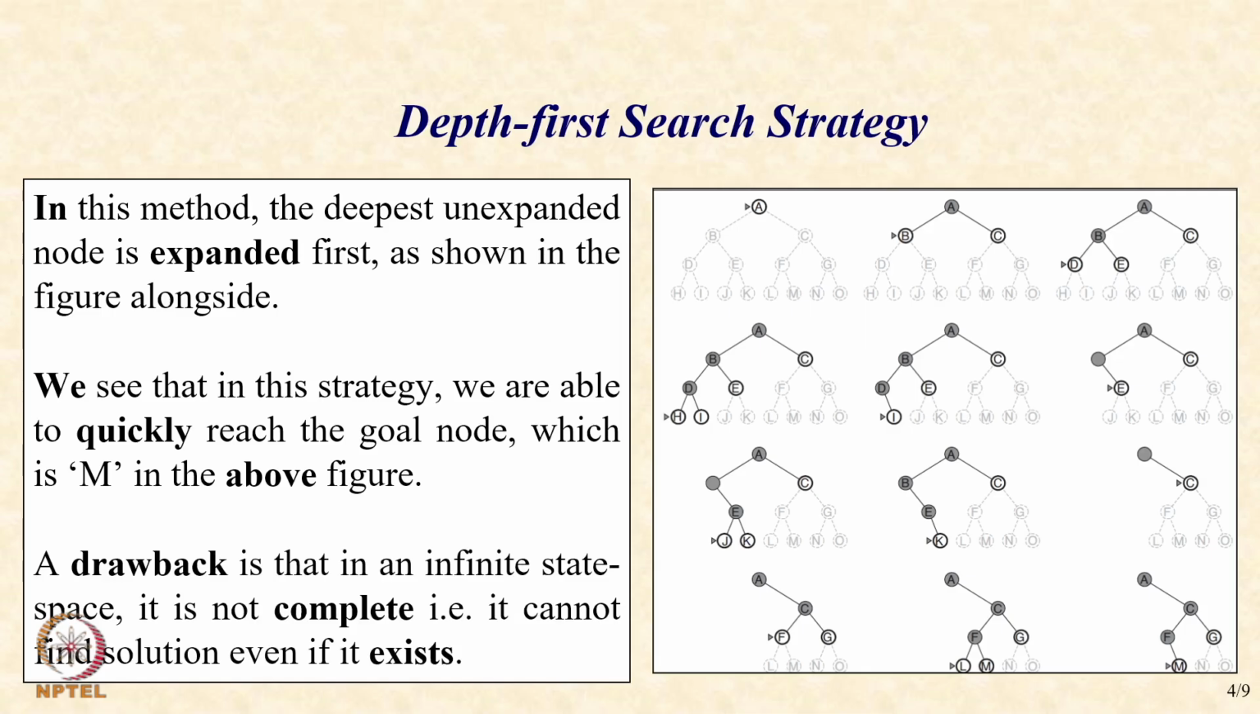But there is a problem. The problem is that if you have a problem which is infinite dimensional, then this process is never complete, because it cannot find the solution even if it exists. For example, if the solution was existing somewhere towards the breadth wise limit, it would take too much time to reach that breadth level. So, this is the issue with the depth first search strategy.